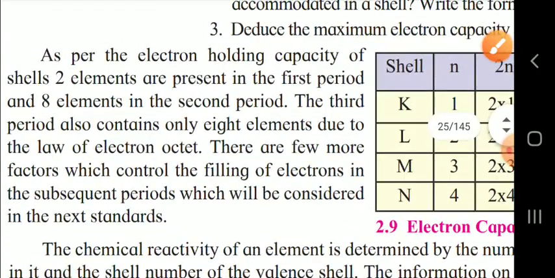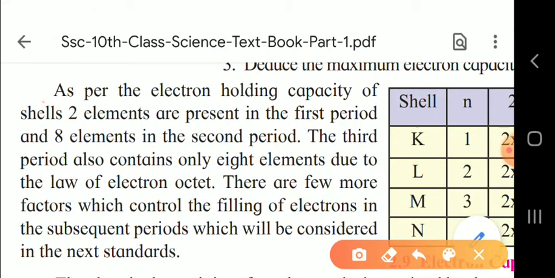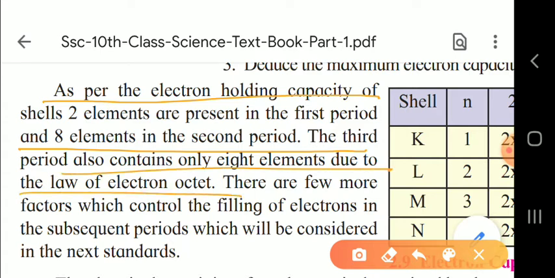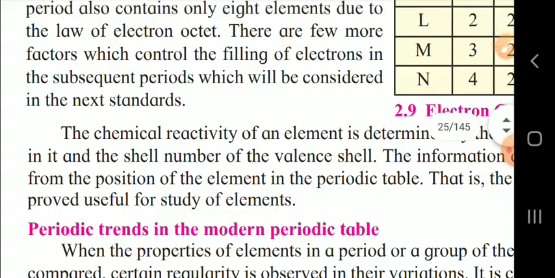Now as per the electron holding capacity, we can see that 2 elements are present in the first period and 8 elements in the second period, while the third period also contains only 8 elements due to the law of octet. There are a few more factors which control the filling of electrons in the subsequent periods. Let us start now with today's topic.